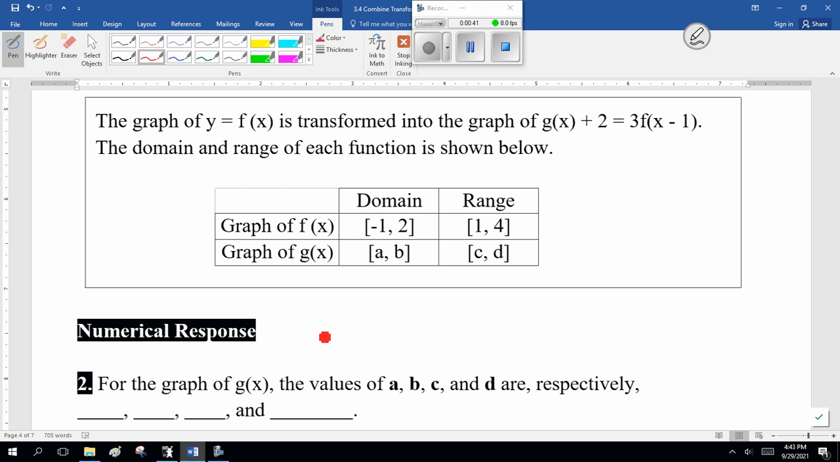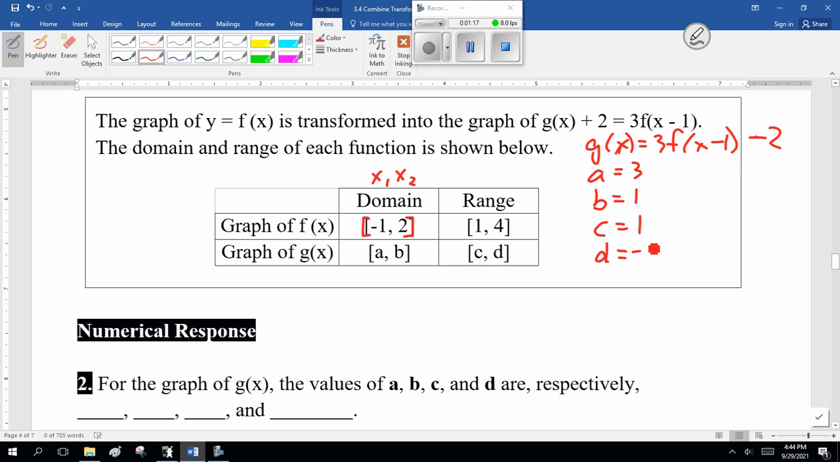Now, here we have to be careful because, well, this one I was nice and put square brackets. But if I put round brackets on them, it looks an awful lot like coordinates x and y. It's not. This is x1 and x2. So, when you do this, g of x equals 3 f of (x minus 1) minus 2. A is 3, b is 1, c is 1, d is minus 2.